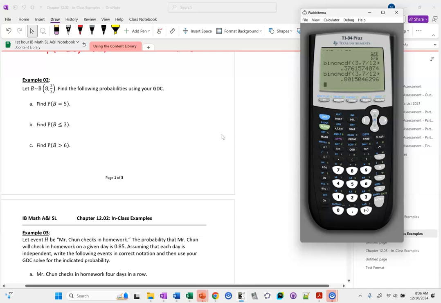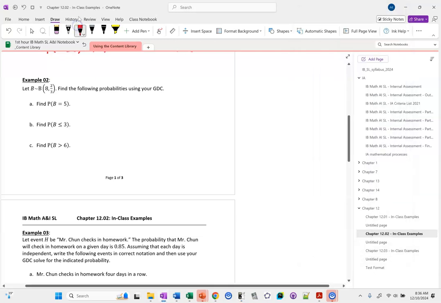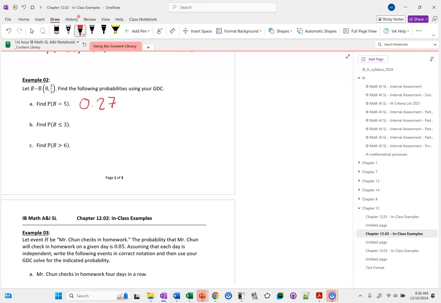All right. Everybody. Example 2. Get your calculator out. Punch the numbers through. See if you get the correct values. I'll write down the answers so you can check as you go.